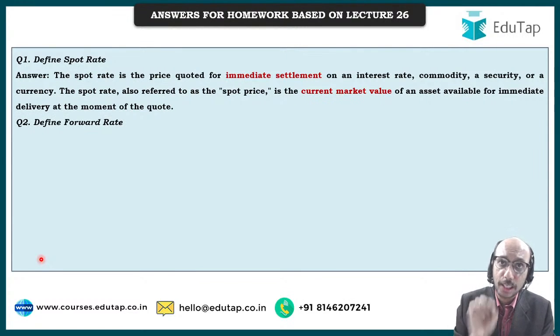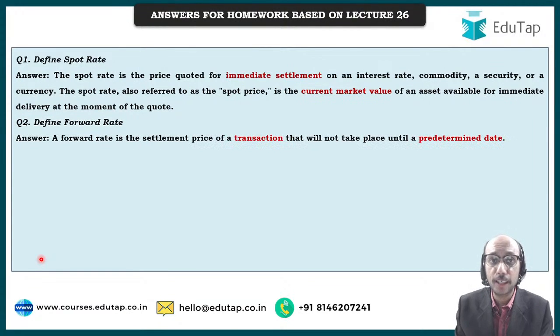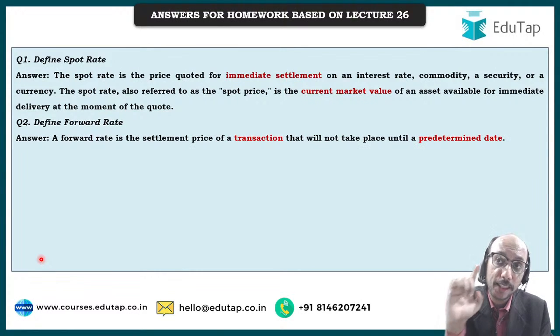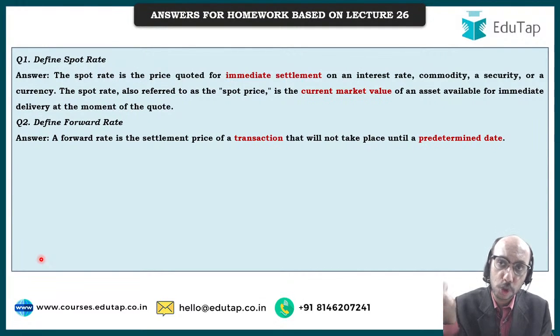The other question that I had asked for lecture 26 is define forward rate. What is forward rate? It is the settlement price of a transaction that will not take place until a predetermined date. मान लीजिए कि आज से 1 महीने बाद हमारे को सौदा करना है, वो 1 महीने बाद जो भी सौदा करना है तो उसका भाव आज तय करना, that is the forward rate, right. 1 महीने बाद क्या होने वाला है, we don't know, right.